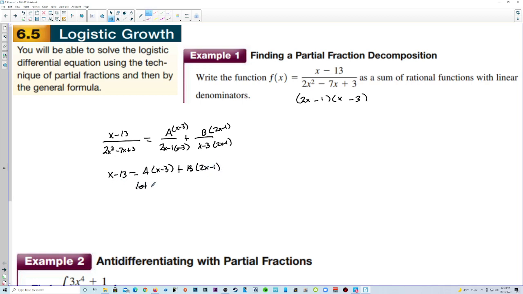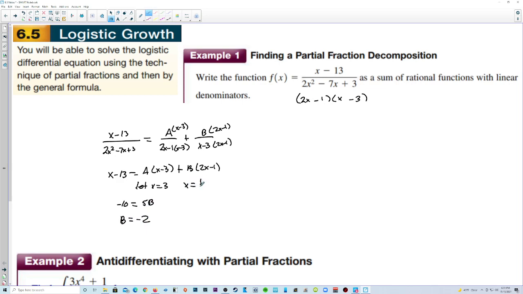Let's let x equal 3. We're going to make this factor right here 0. So 3 minus 13 is negative 10. This piece is going to be 0, and then 6 minus 1 is 5. Here we have 5b, so b is equal to negative 2.